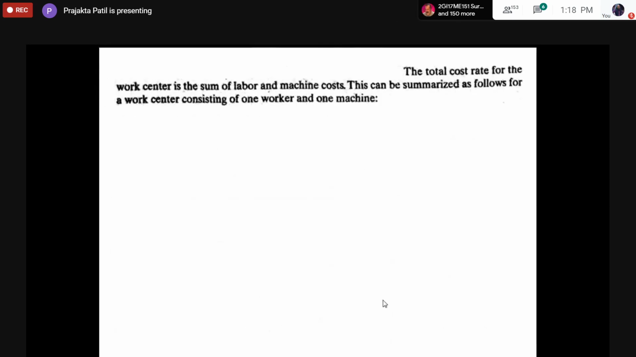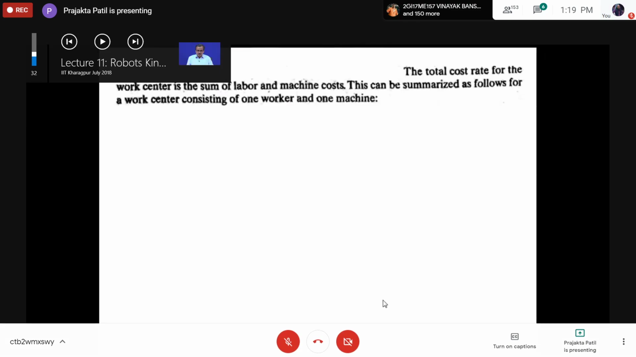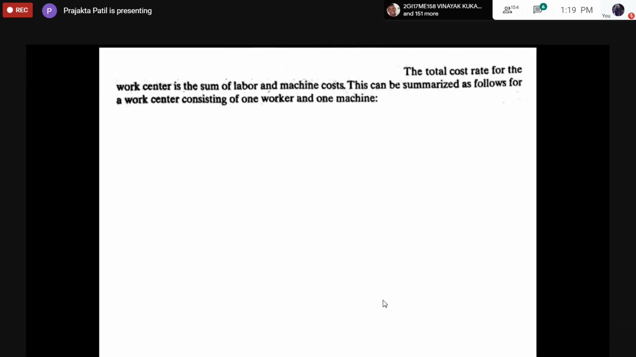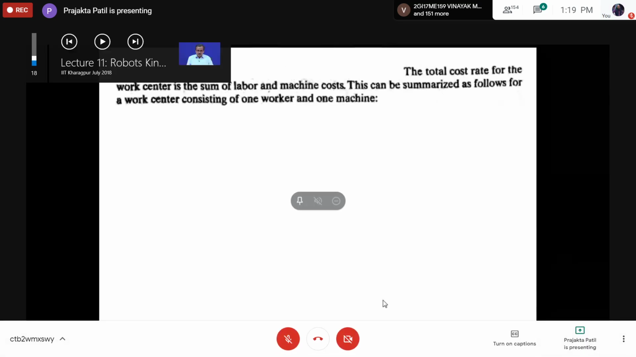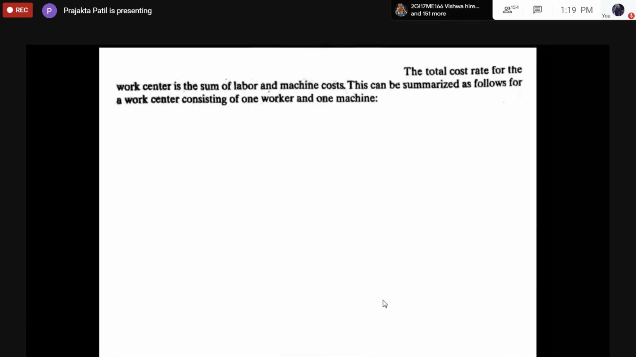So now the total cost, but before that, the uniform annual cost, that is UAC, can be expressed as an hourly rate by dividing the annual cost by the number of annual hours the equipment is in use. This point is very important because when we start solving problems, we will come across this particular statement that I just read. I'll repeat again. The uniform annual cost can be expressed as an hourly rate by dividing the uniform annual cost by the number of annual hours the equipment is in use.